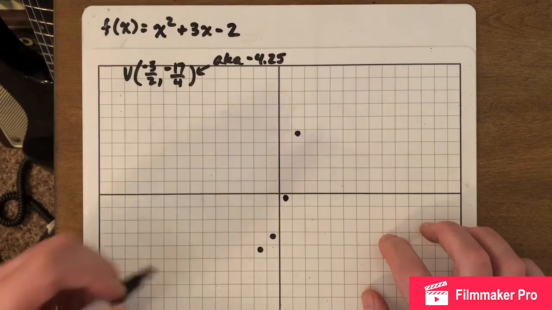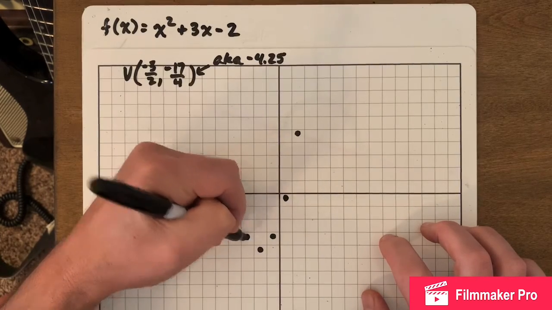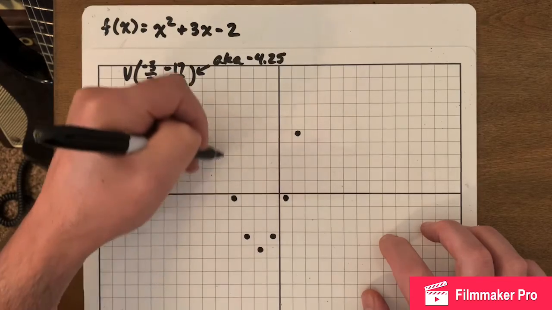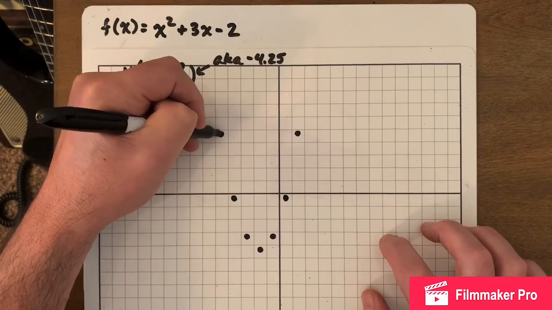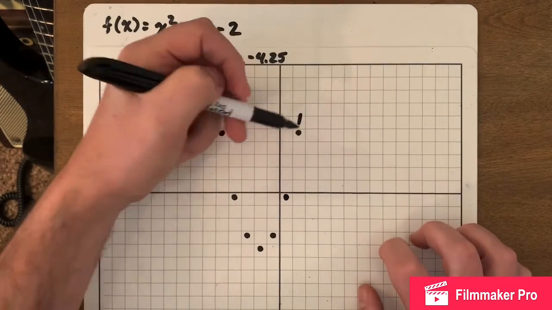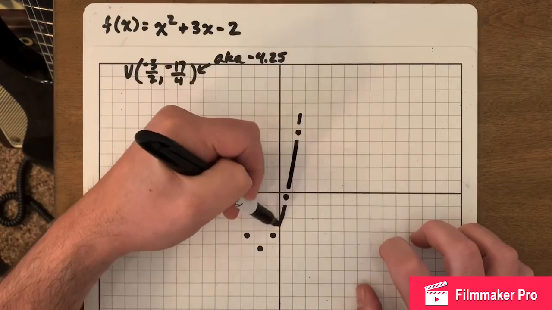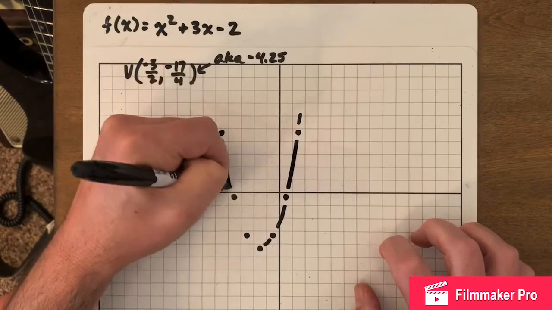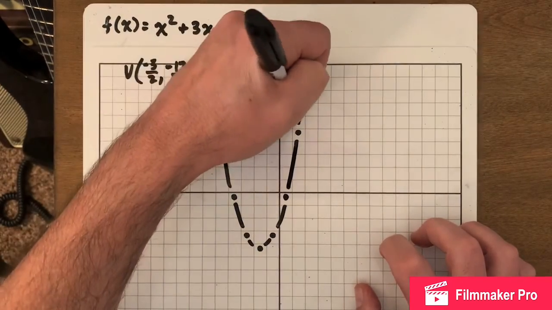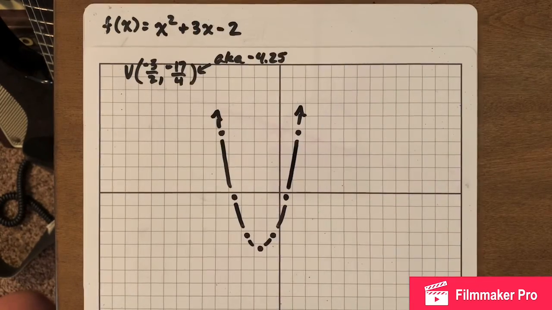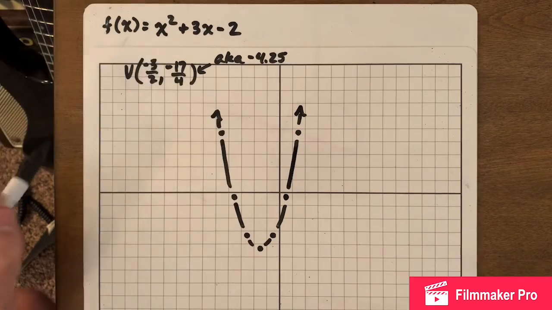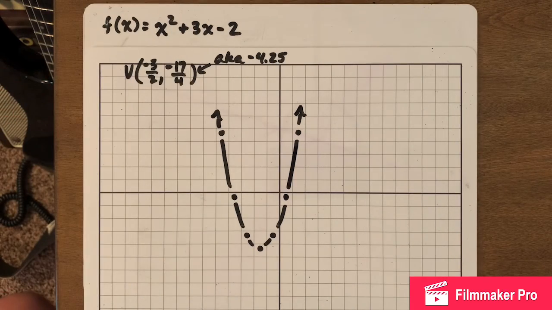So let's go back the other way. Over 1, up 1. Over 2, up 4. Over 3, up 9. We see the pattern, and it looks really good. We'll go ahead and connect our points. And there's our graph.